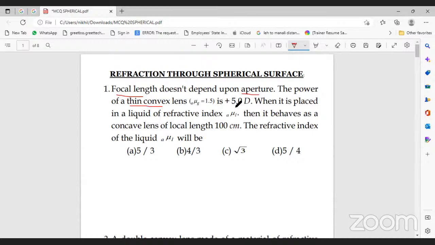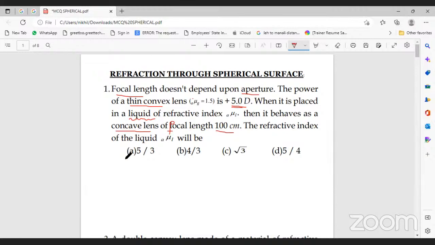The power of the thin convex lens is 5 diopter when it is placed in air. When it is placed in some liquid, it behaves as a concave lens. Be careful, it will behave like a concave lens of focal length 100 centimeter. What is the refractive index of the liquid?